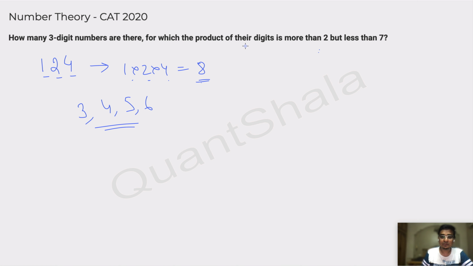Always make sure what the language of the question is. Sometimes the question mentions more than or equal to 2 and less than or equal to 7. Sometimes it mentions more than 2 less than 7. So properly read the question and make sure that you're taking the right set of numbers.